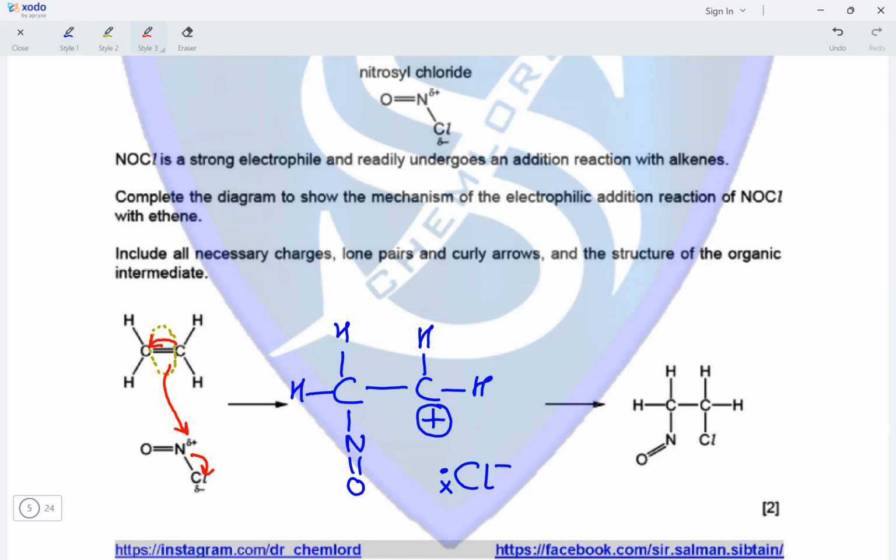In the next step, this lone pair of electrons is attracted towards the positive charge on the carbocation, and it gets added onto it, producing the final product as shown in the given mechanism product.